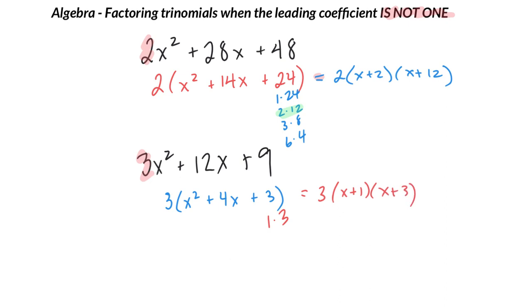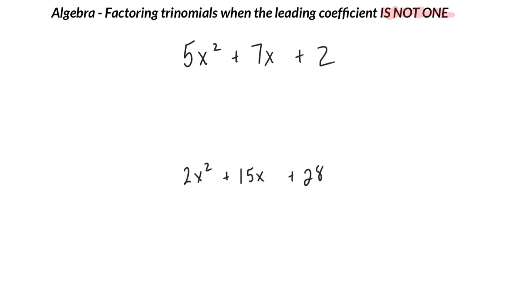That is the first strategy you should check. Can that leading coefficient be factored out of everything? That's what I would always check right away. But what if it can't? So this first example, we've got 5x squared plus 7x plus 2. Well, I can't take a 5 out of everything. 7 and 2 aren't divisible by 5.